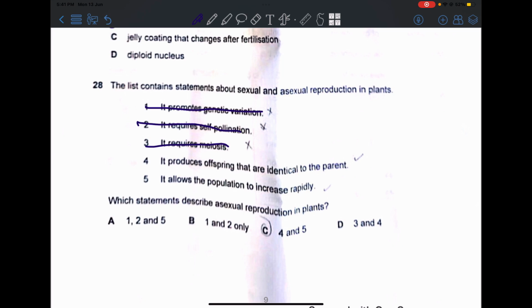So 4, it produces offspring that are identical to the parent. This is correct because it is by mitosis, and mitosis, as I said, produces genetically identical cells. So this is correct. 5, it allows the population to increase rapidly. This is correct because mitosis is actually a fast process, so it doesn't also require parents, and it can be done by one plant. So this is going to be C because 4 and 5.